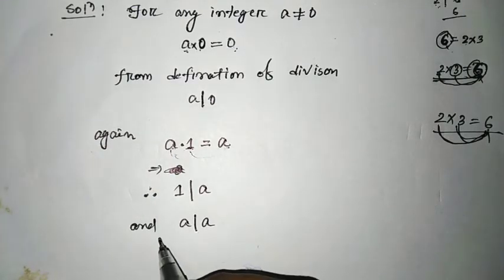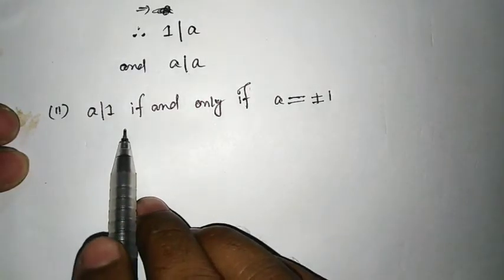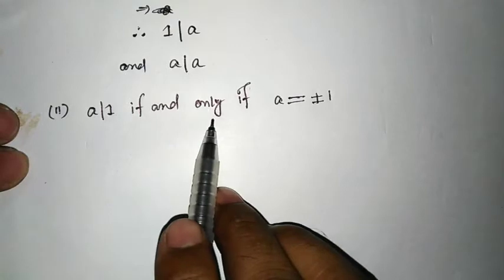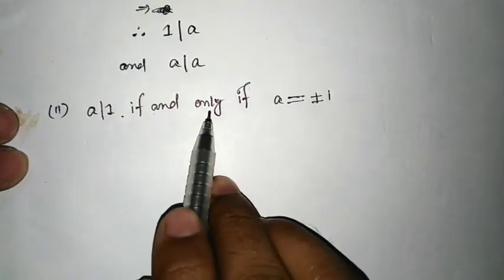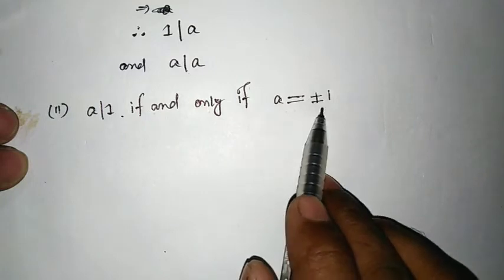So we will proceed to the next one. The next property of division is that a divides 1 if and only if a is equal to plus or minus 1.